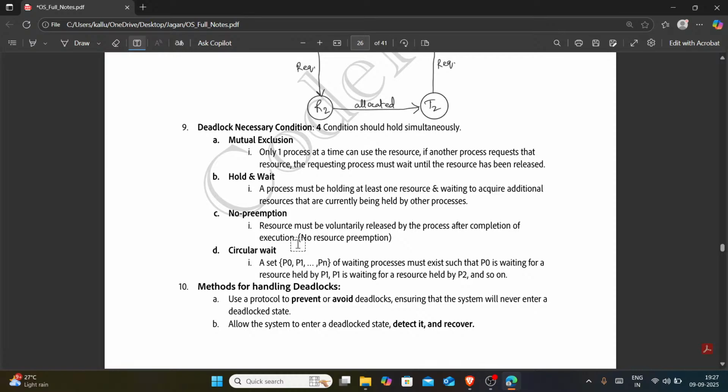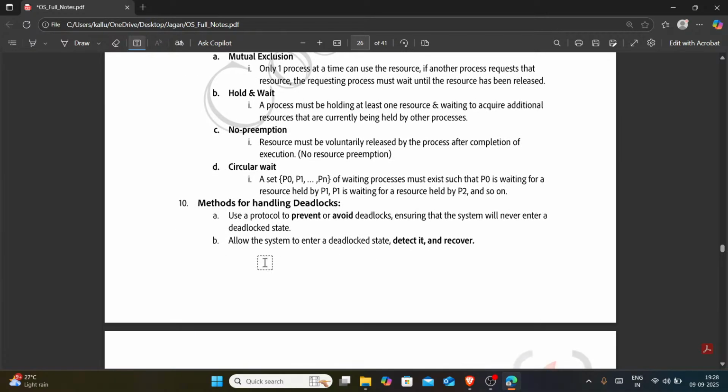Circular wait: a set of waiting processes must exist such that, if some processes are in deadlock, they form a circular wait. That means one process is waiting for resources held by another process, and so on in a circle.